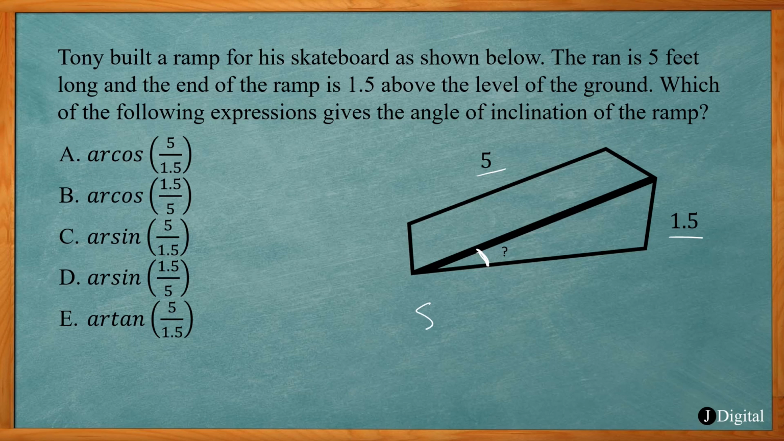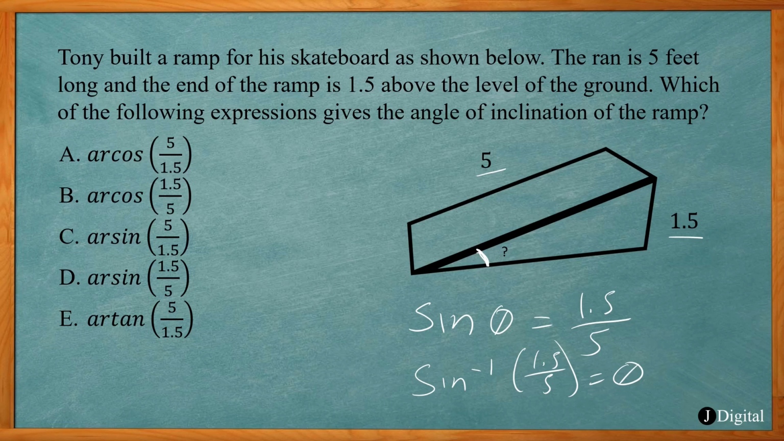So I'm going to use sine. So sine of that angle is equal to 1.5 over 5. Now to find the measure of this angle, you have to do the inverse sine. So sine inverse of 1.5 over 5 equals theta. Now sine inverse is also arc sine. So arc sine of 1.5 over 5. Okay, so our answer will be D.